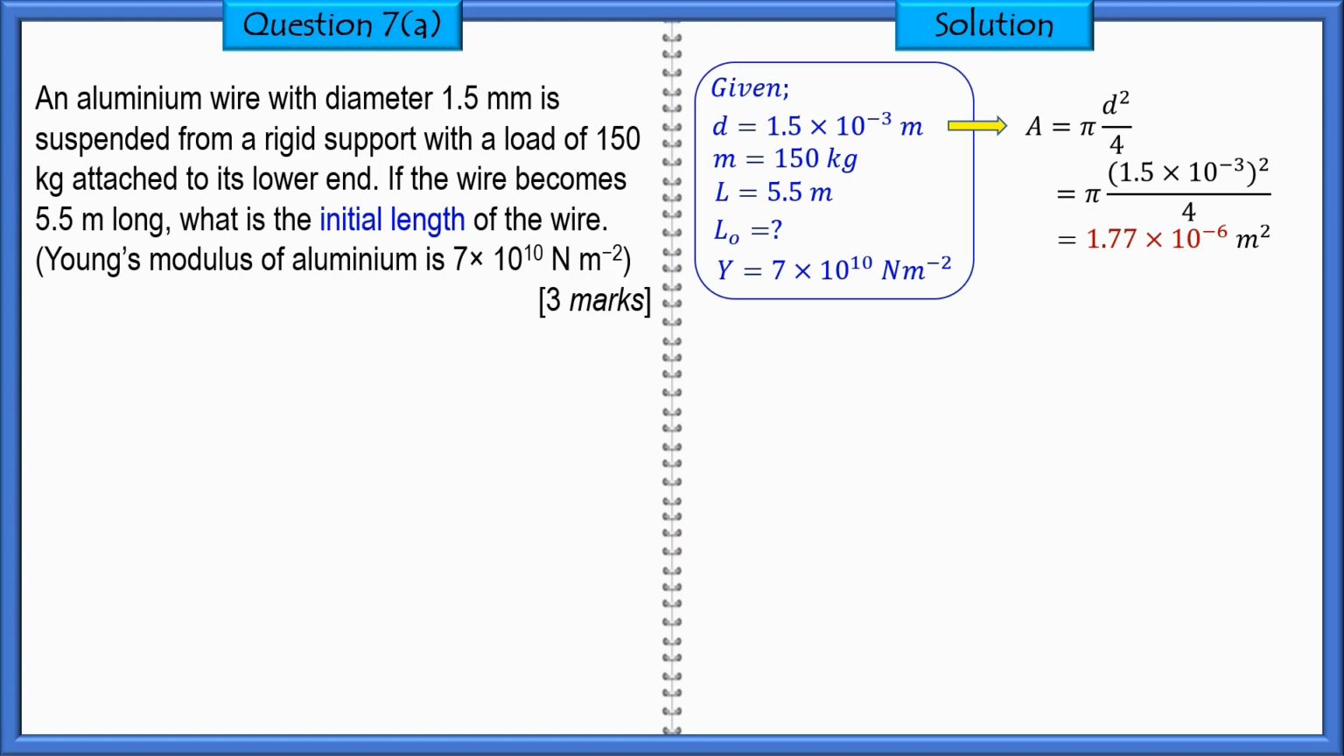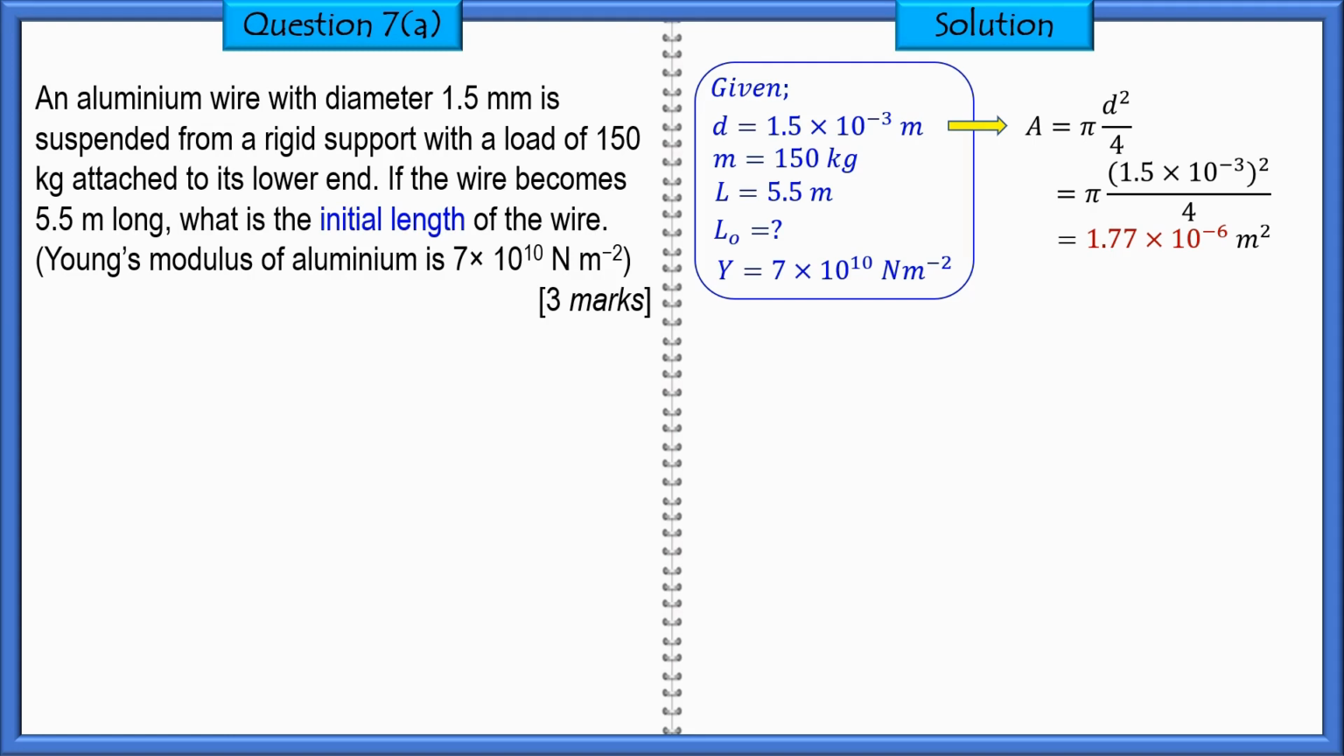So referring to the given information, diameter D, which is 1.5 times 10 power negative 3 meter, will give you the hidden info, which is the cross-section area of the aluminium wire. We can calculate the cross-section area, which is equal to pi r square, where r is equal to d over 2. That's why A is equal to pi d square over 4. You substitute the d and you will get that the cross-section area for the aluminium wire is 1.77 times 10 power negative 6 meter square.